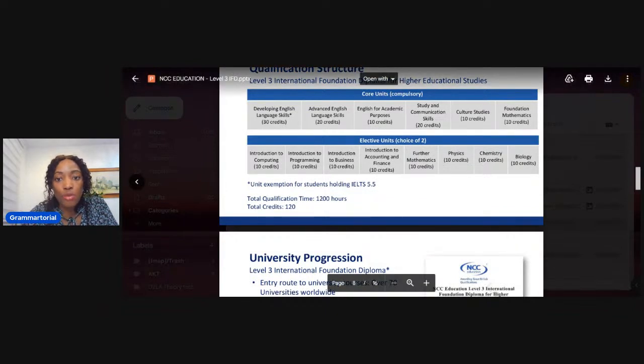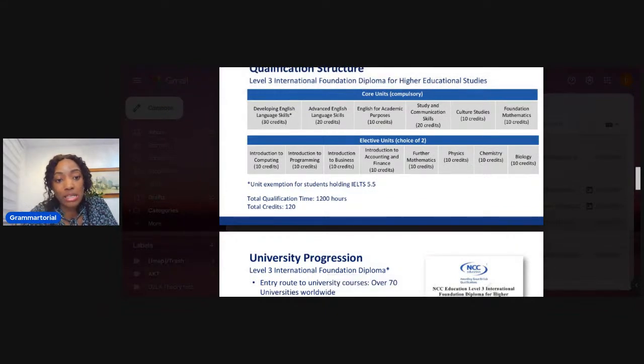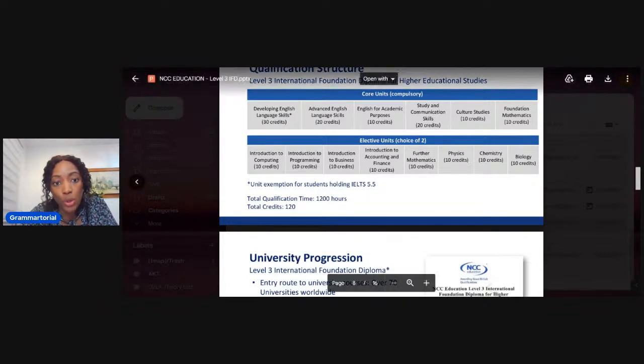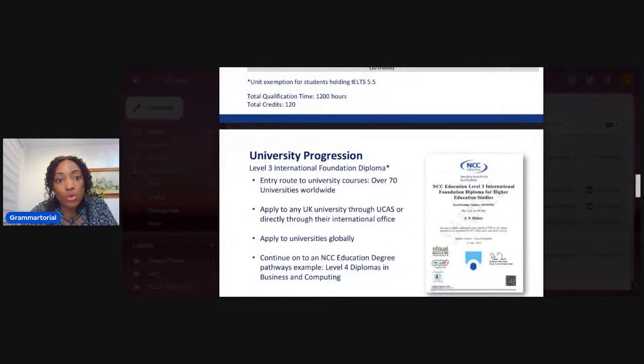Then you have a choice of up to two courses from the elective units. So if you want to go through the computing pathway, you would choose the introduction to computing and programming. If you're going the business pathway, you can choose business and accounting and finance. And if you're going through the engineering pathway, you would choose further maths, physics, or chemistry if you want to do chemical engineering. And then if you want to do health sciences, or you want to go through the natural sciences, you can choose chemistry, biology, and one other. So choice of two, so chemistry and biology with your core units. So these are the courses that you will be studying.